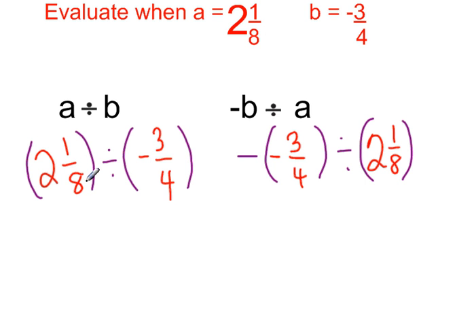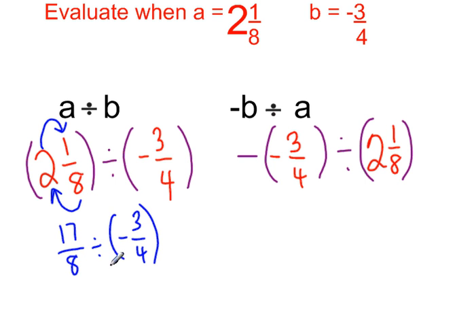Go ahead and work on these a little bit, turning it into an improper fraction. 8 times 2 is 16, plus 1 is 17 over 8. Now that I have my problem set up, I can keep the first number, switch division to multiplication, and the reciprocal of negative 3 over 4 will be negative 4 over 3. That's ready for me to finish.